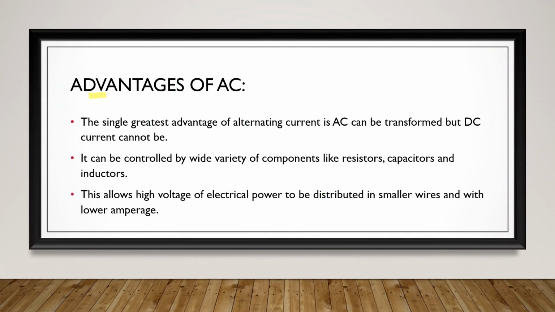So now we are going to discuss what are the advantages of AC. A single greatest advantage of alternating current is AC can be transformed but DC current cannot be. It can be controlled by a wide variety of components like resistors, capacitors and inductors. This allows high voltage electrical power to be distributed in smaller wires and with lower amperage.